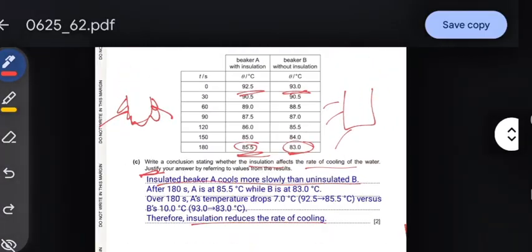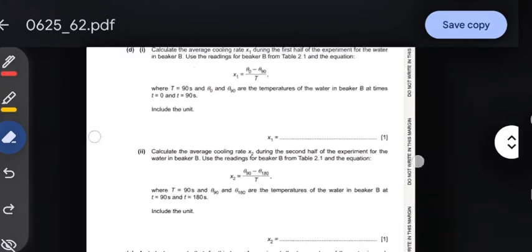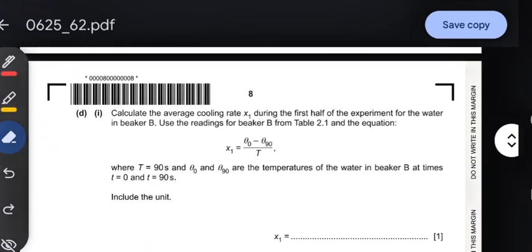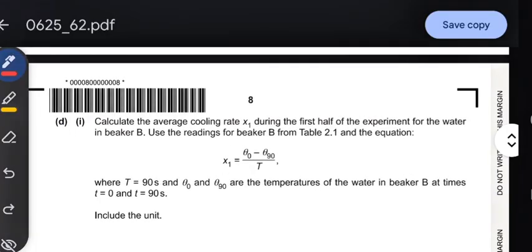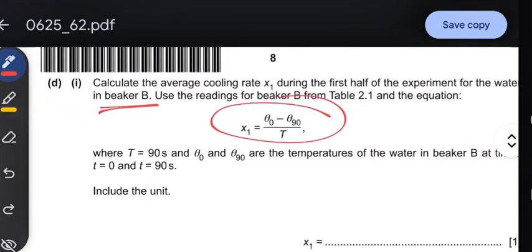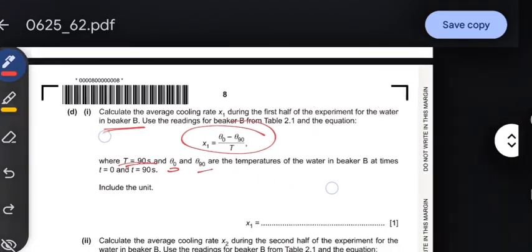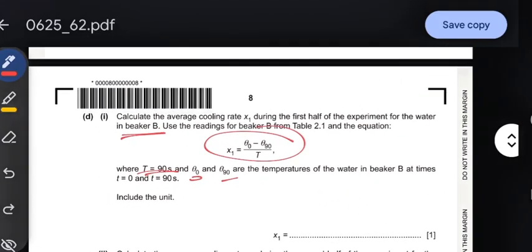So let's do this. Average rate of cooling. Calculate the average cooling rate x1 during the first half of the experiment of the water in beaker B. Use the readings for beaker B from table 2.1 and the equation. This is the equation we have to use, where time t is 90. They have given the value for time t, and we have to take these two values from the temperatures of the water in beaker B at time 0 and 90, in degrees Celsius.